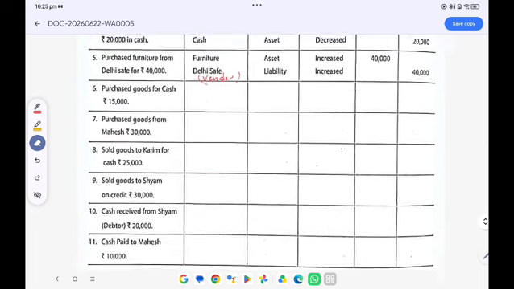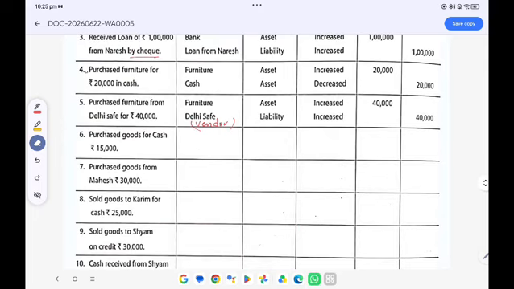Purchased goods for cash. Please identify here the fourth transaction and the sixth transaction. In the fourth transaction we purchased furniture, which means we purchased an asset. Here, goods are part of stock in trade, meaning business. Whenever we purchase goods, instead of using the word goods, use the word purchases, because of its recurring nature.